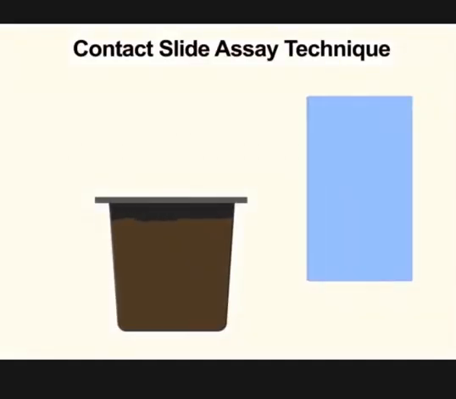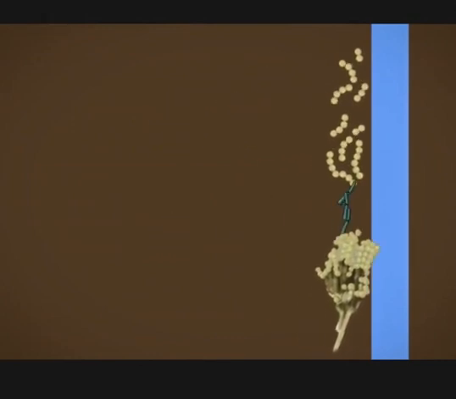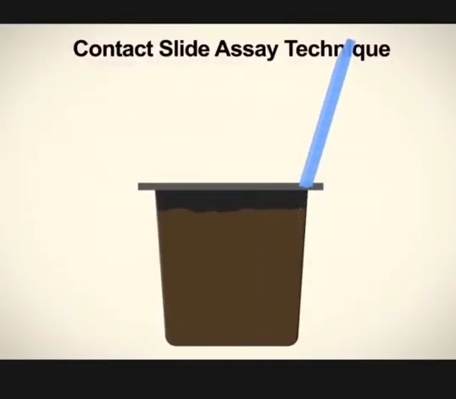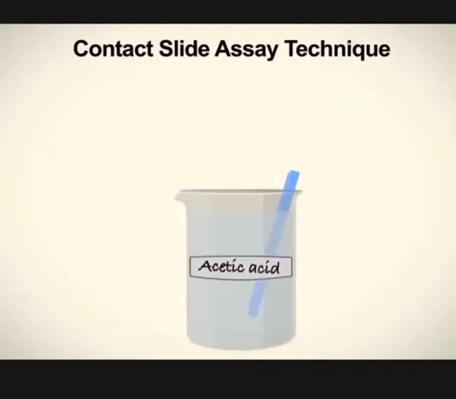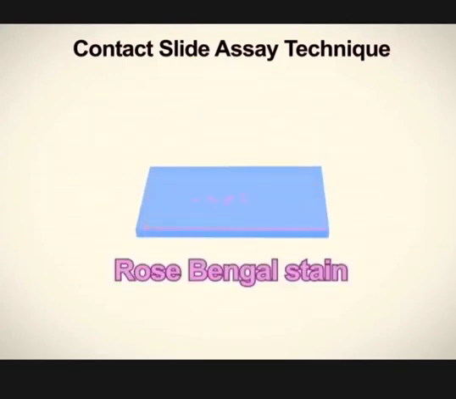Direct observation of the relationships between these organisms is challenging, but can be achieved using a contact slide assay. This method is performed by submerging a glass slide into soil for several days and allowing the organisms and soil particles to adsorb to the slide surface. The slide is then removed at an angle to prevent smearing of the surface. The microbes are then fixed with acetic acid and stained with rose Bengal stain to enable visualization via light microscopy.